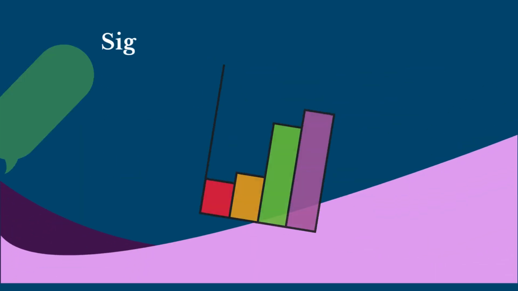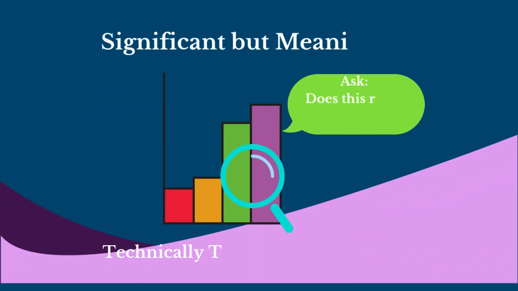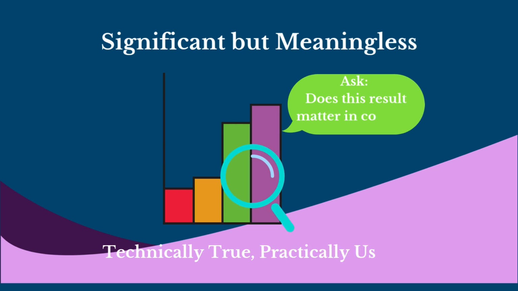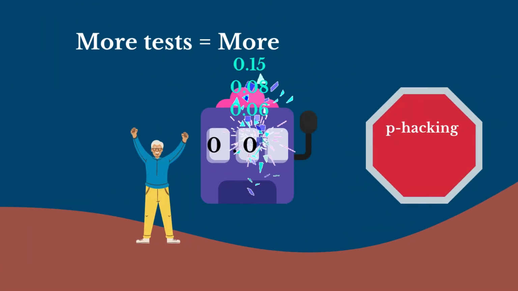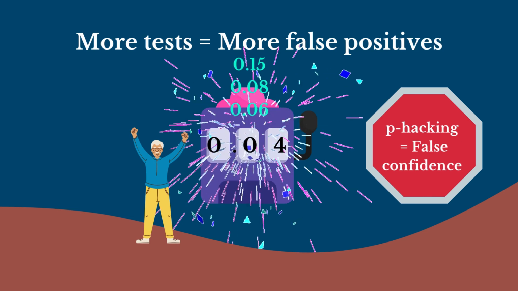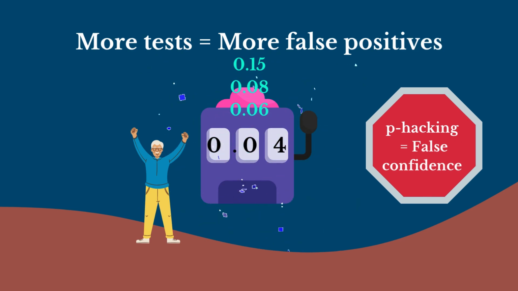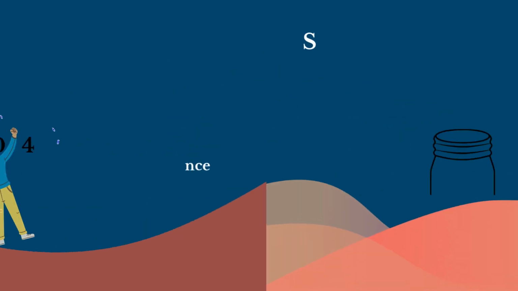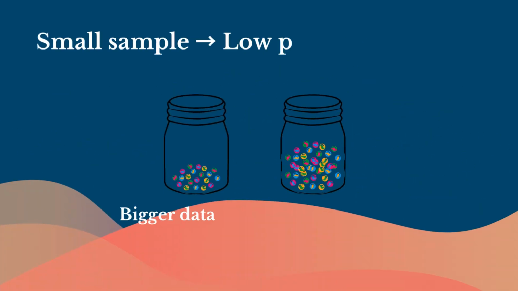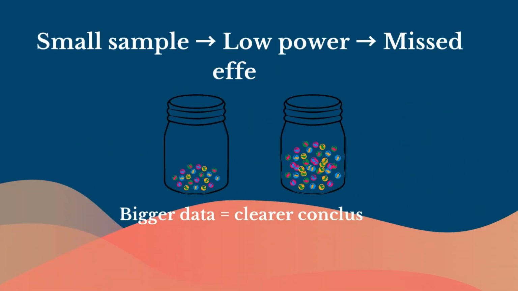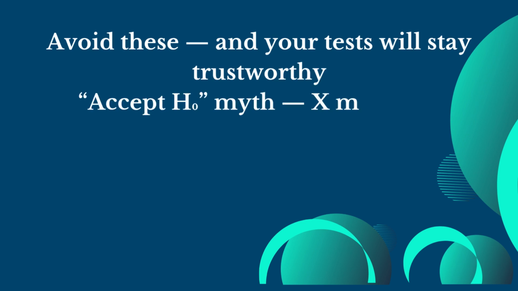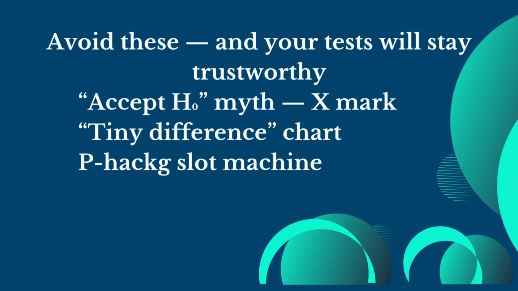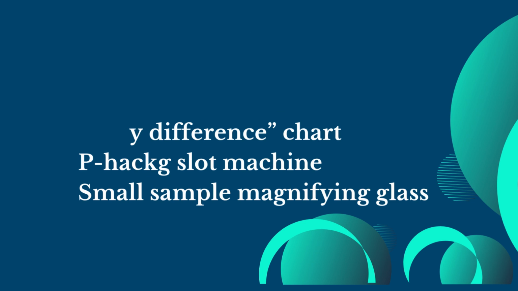Mistake 2. Ignoring practical significance. Results might be statistically significant but too small to matter in the real world. Mistake 3. P-hacking. Running multiple tests until you get a desirable result. This inflates your chances of finding false positives. Mistake 4. Using a small sample with low power. When your sample is too small, even real effects can go unnoticed. Being aware of these pitfalls helps you make conclusions that are not only statistically sound but practically meaningful.